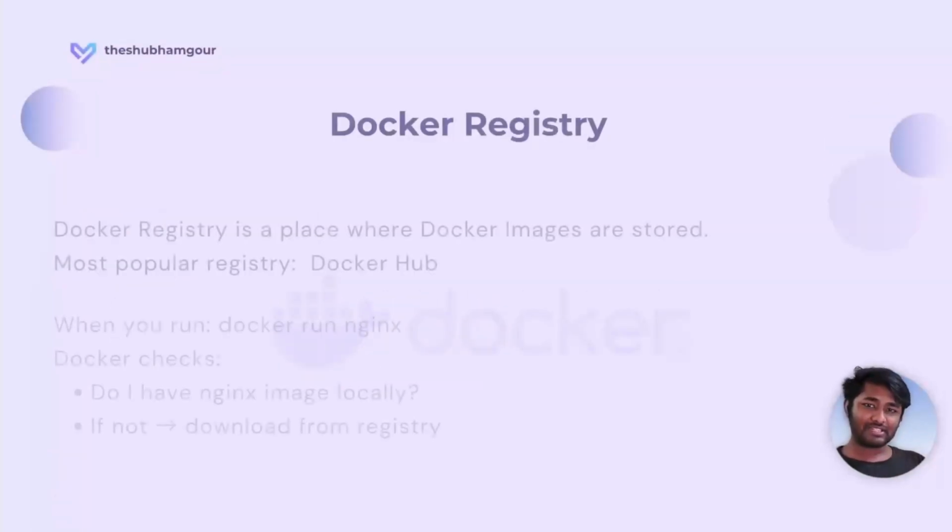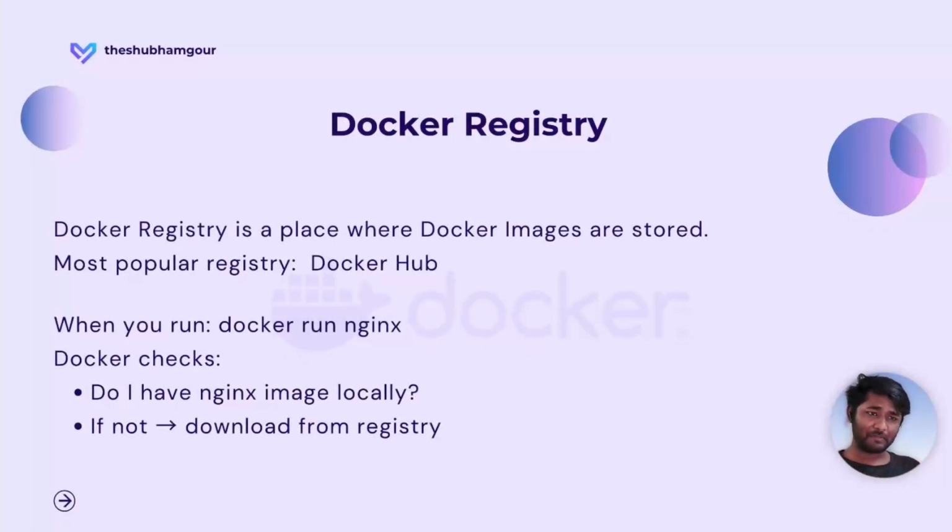All right. Now let's talk about the third component, that is Docker registry. We send the request, the work has been done, but where do we store it? So here comes Docker registry. Docker registry is a place where Docker images are stored. You may have heard about Google Artifact Registry, you may have heard about ECR, right? These are also registries that are currently in the market, but the one which is very popular is Docker Hub.